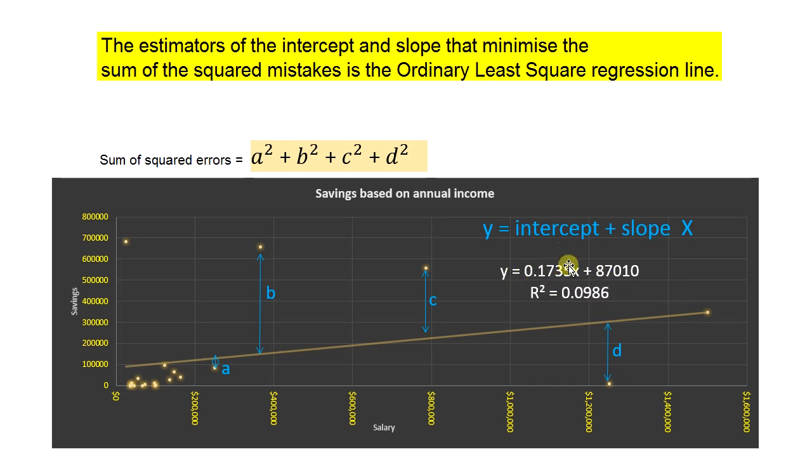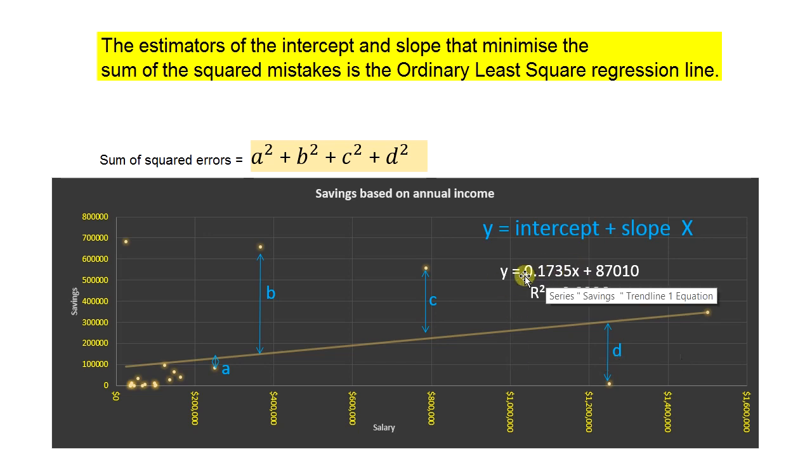Every individual in the city who's not working will not have a savings of $87,000. We know that. So you can see already in the linear regression, the intercept doesn't make much sense. Now there are some other examples where the intercept might make some sense. So that's something to remember: the intercept might not always make economic sense.